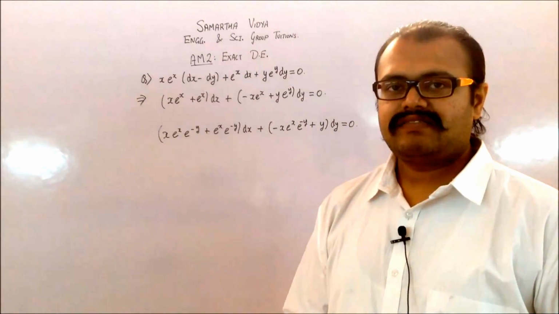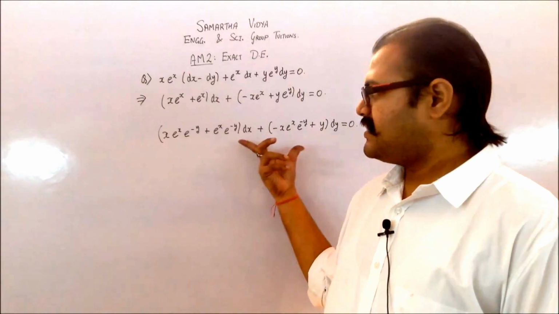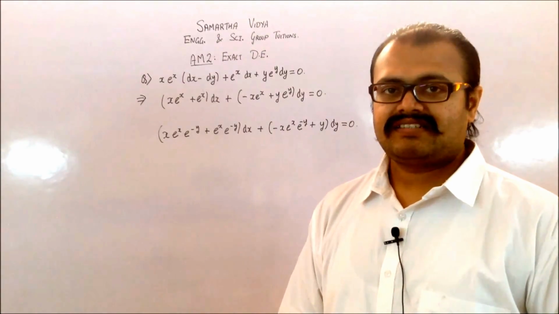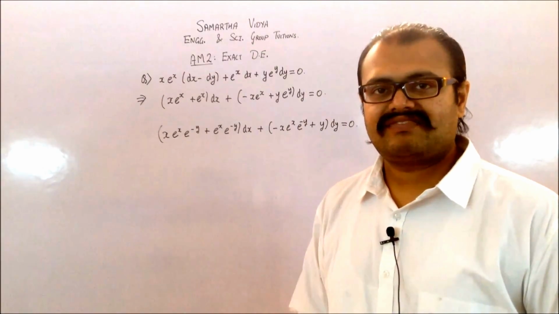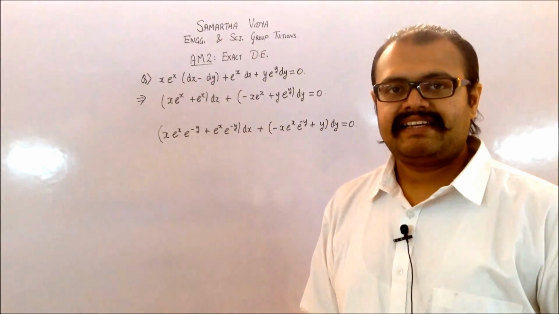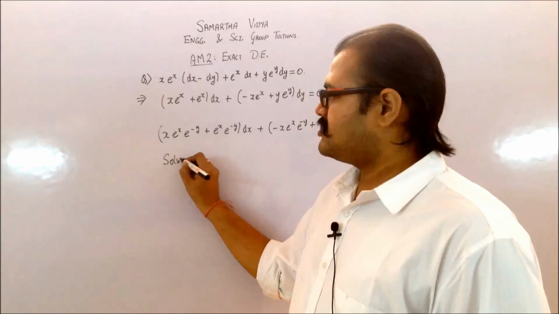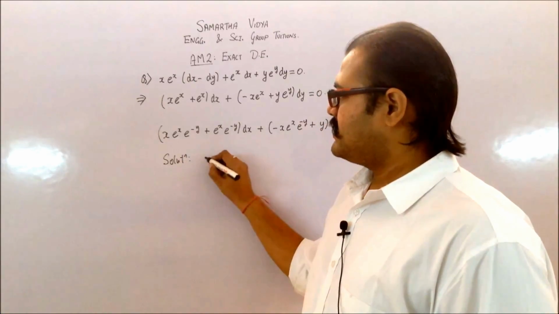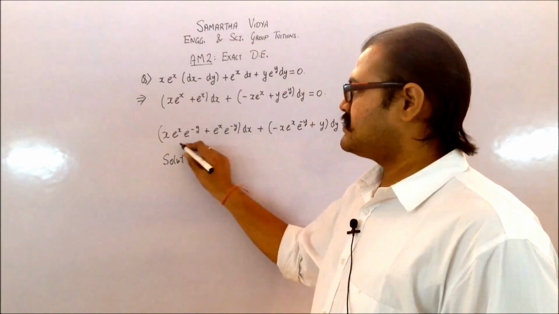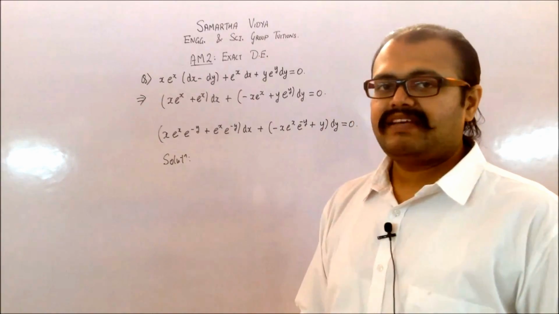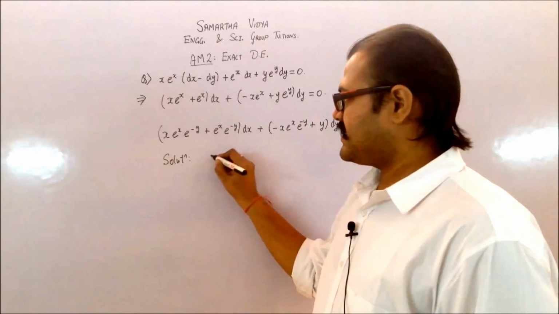So on multiplication with integrating factor, you will be getting your new differential equation in this form, which is going to be your exact differential equation. So directly then going for the solution. So the solution is going to be integration of this part wherein we will be keeping the y term constant. So directly writing it.